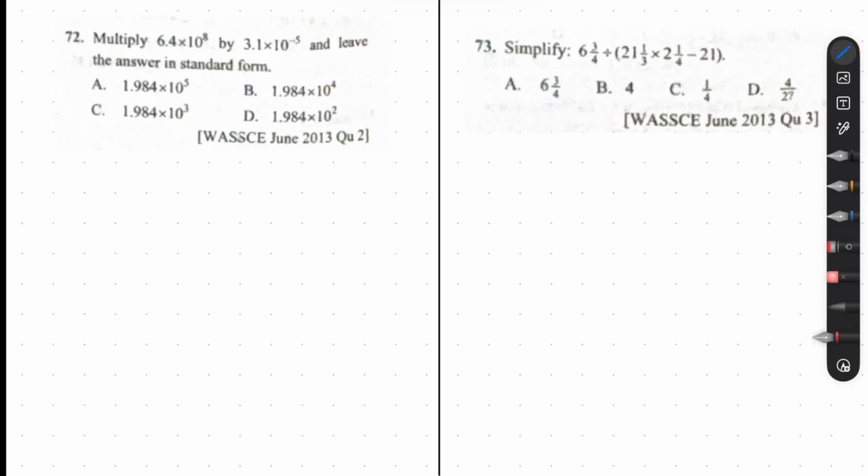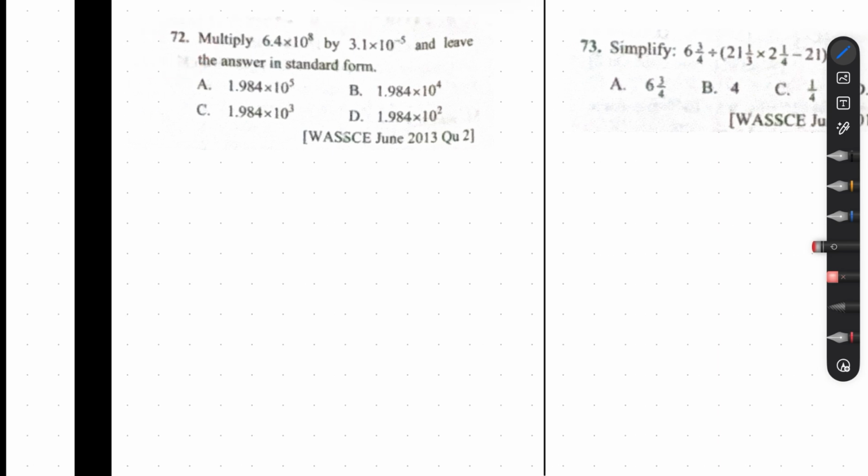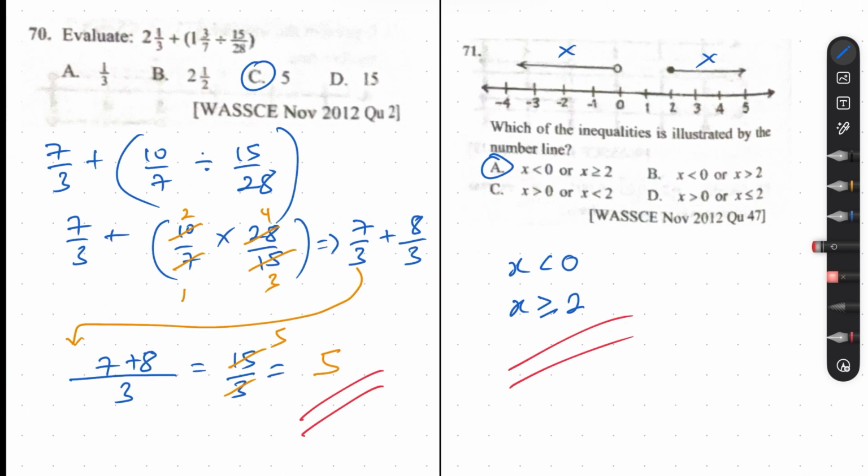All right, welcome to another session in this series. In this session, we start with question 72. In the previous session, we ended on 71.